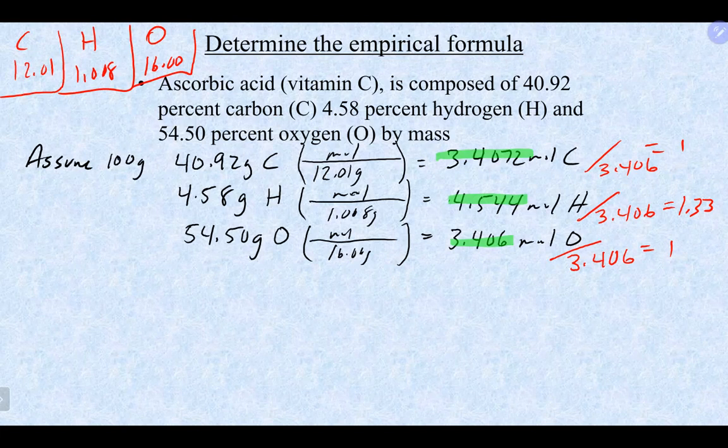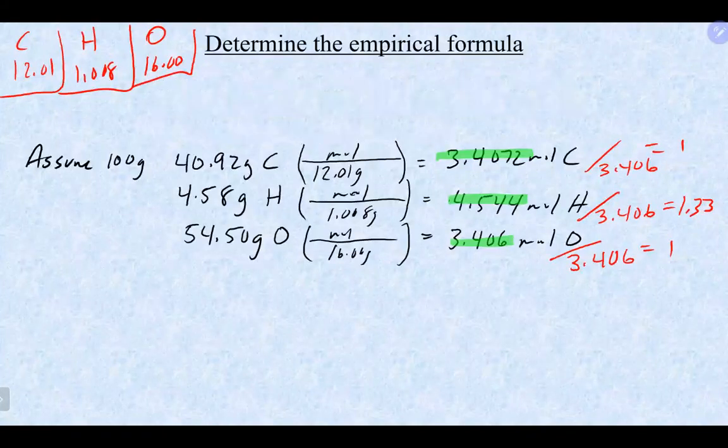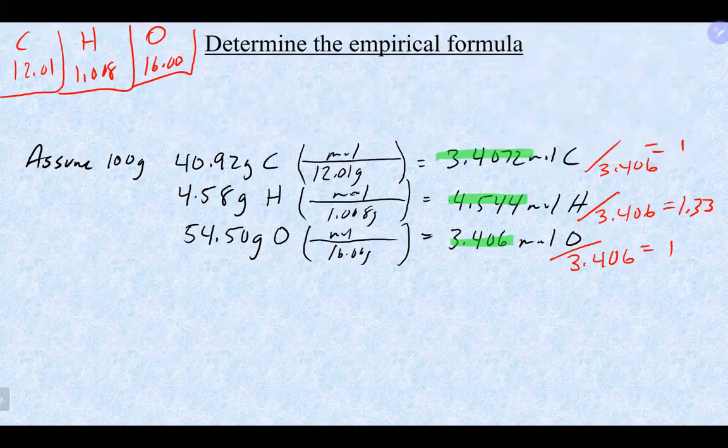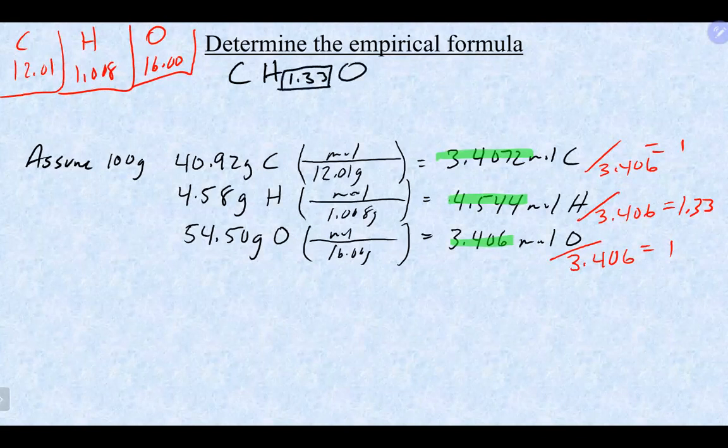Other questions? So at this point, I'm going to go back so that I can write towards the top. Our empirical formula at this point would be CH1.33O. And as we talked about, we cannot have a decimal there. So as Aiden said, we do need to multiply it by a number to get us to a whole number. That number would be 3.